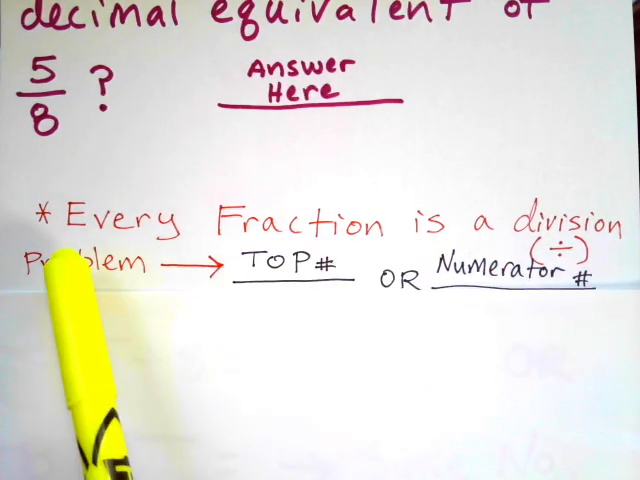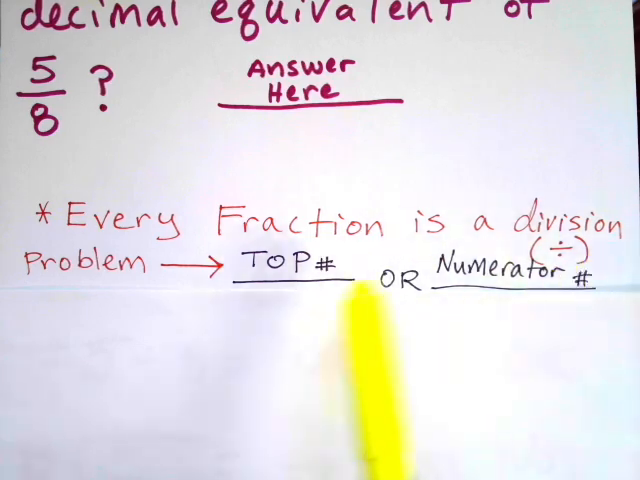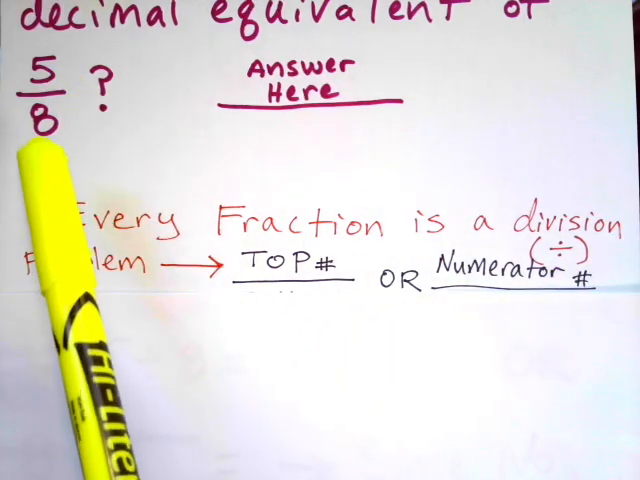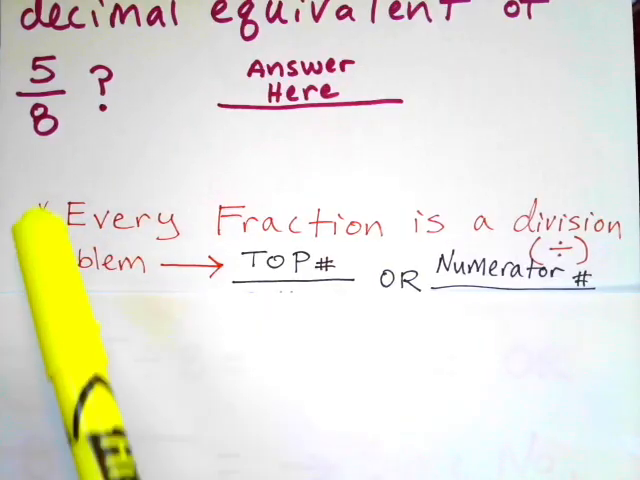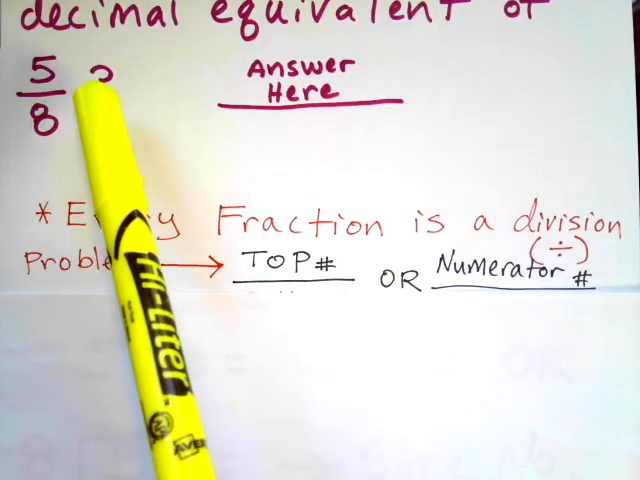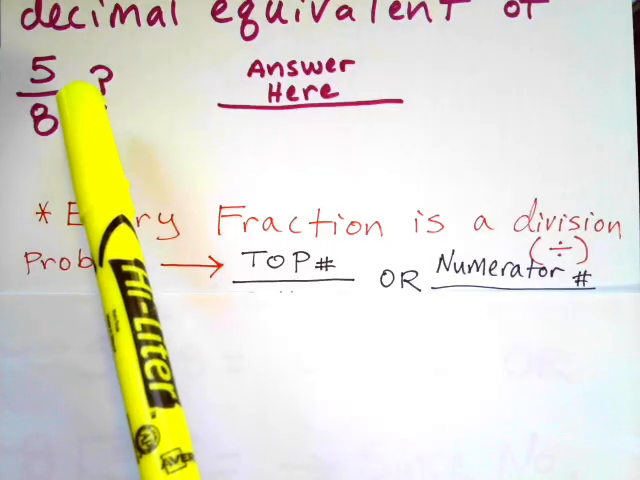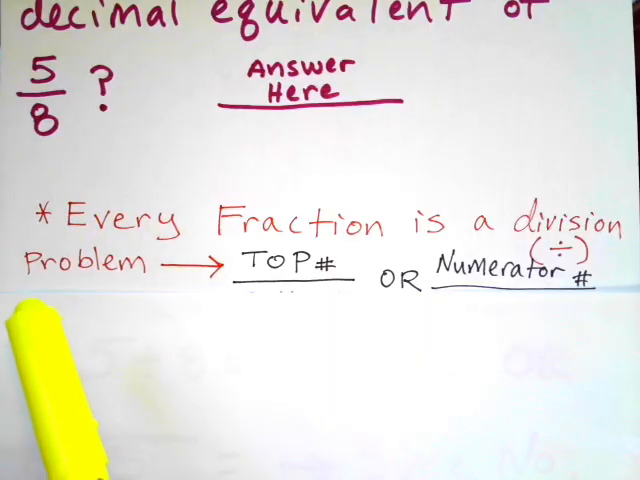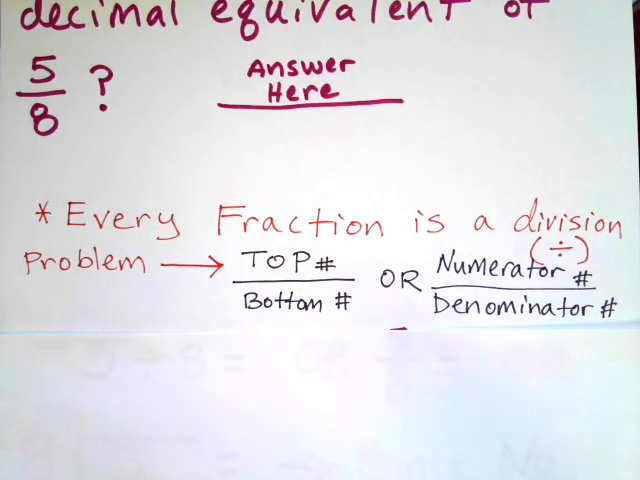So I want to explain here how every fraction is a division problem. 5 divided by 8, right? If you were to punch that in a calculator, you'd say 5, division symbol, 8, equals. It's going to give you a decimal answer. But because we have to do this without a calculator, in the remainder of this video, I'm going to try to show you how to do that manually for those of you that may not know.